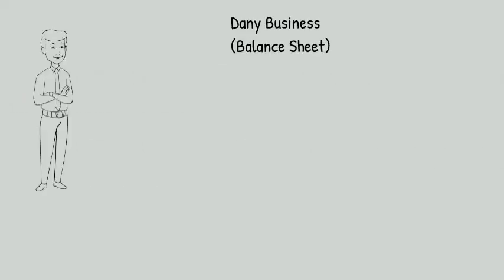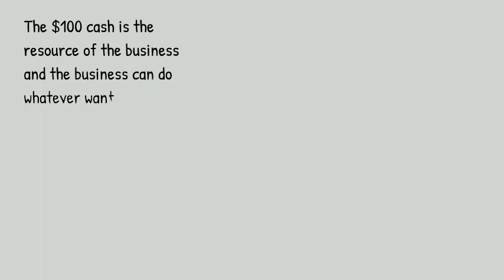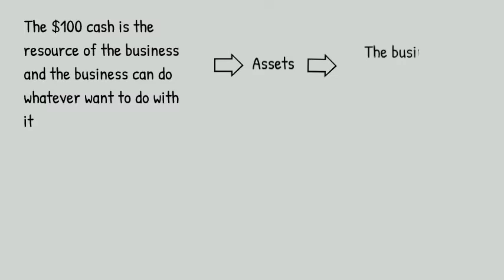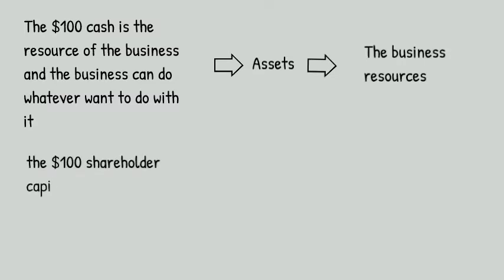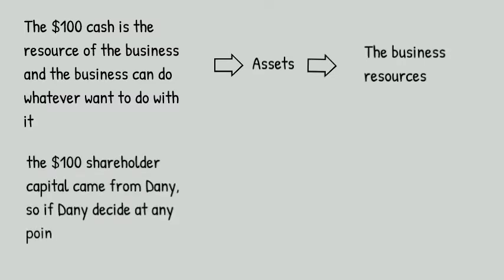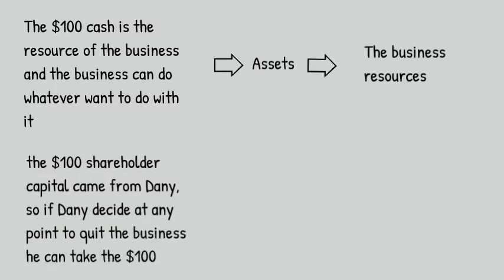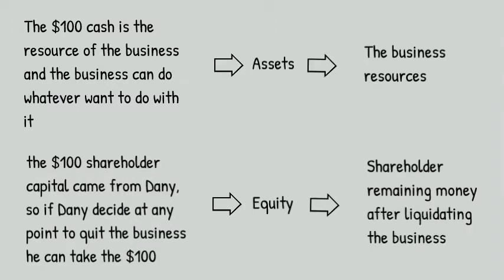When we try to visualize Dany's balance sheet, we'll see that it consists of two parts: cash $100 and equity $100. Let's go over some definitions. The $100 cash is the resource of the business, and the business can do whatever it wants with it. This is called assets in accounting, which are the business resources. The $100 shareholder capital came from Dany. So if Dany decides at any point in time to quit the business, he can take this $100. This is called equity in accounting, which is the shareholder's remaining money after liquidating the business.